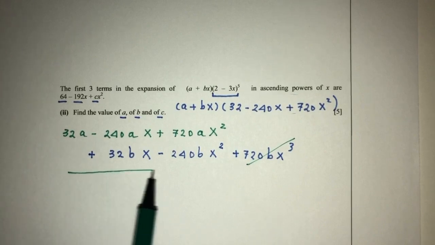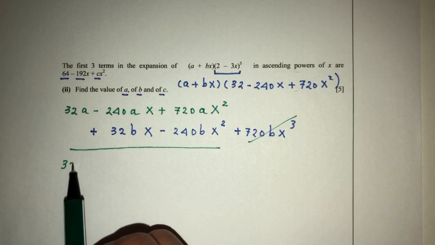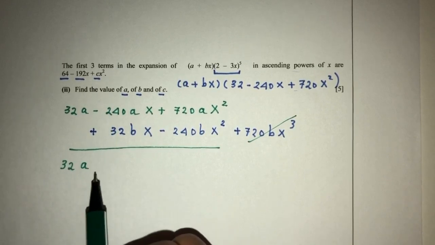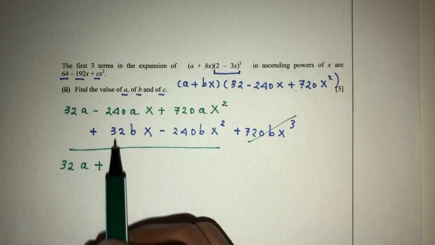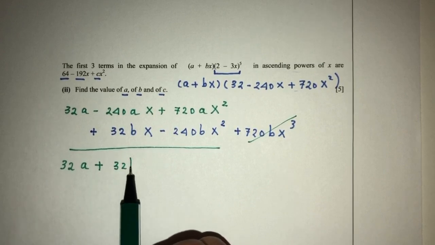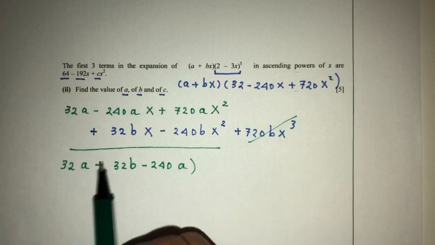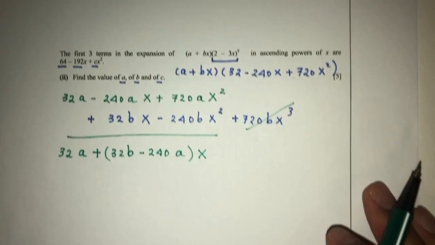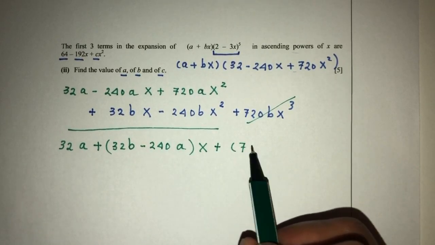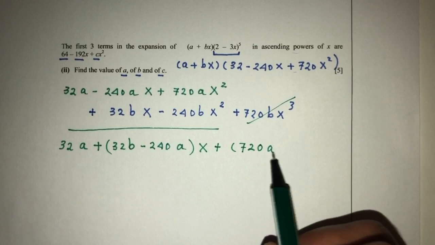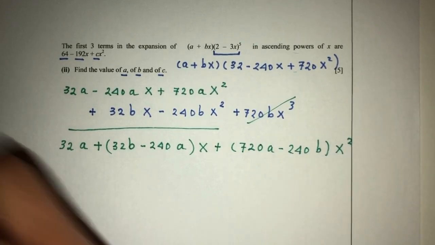So let's see how we can simplify this. So this will be 32a. This will be what? So we can simplify this. Right, plus 32b minus 240a, factorize x outside. Okay. And then here we can do the same thing. Factorize x squared outside. You will have 720a minus 240b. x squared will be outside.